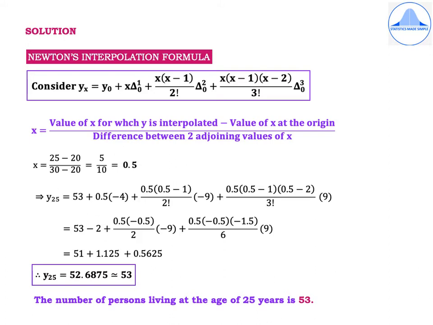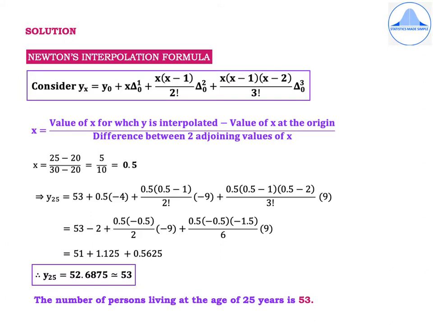Substituting, you will get y25 equal to 53 plus 0.5 into minus 4 plus 0.5 into 0.5 minus 1 by 2 factorial into minus 9 plus 0.5 into 0.5 minus 1 into 0.5 minus 2 divided by 3 factorial into 9.